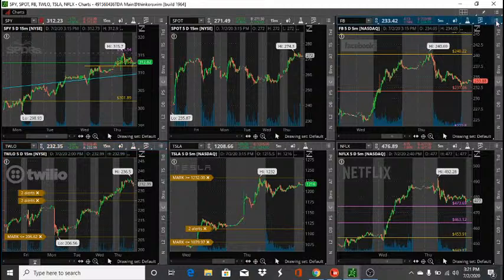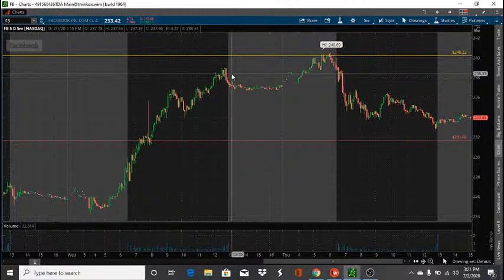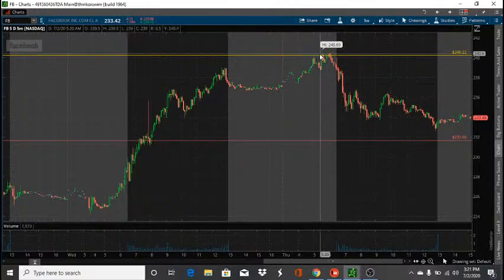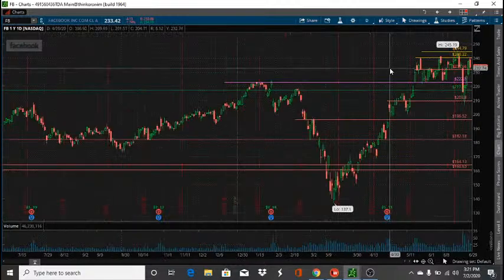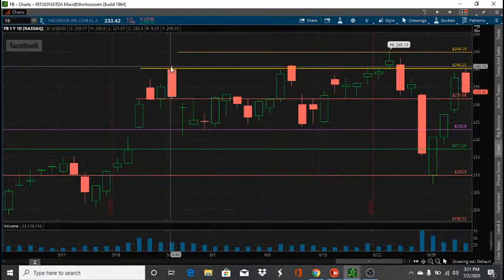So we'll blow up this chart. So when Facebook opens up, it gaps up in the morning. It comes up, tests this 240 resistance. So let's zoom out and see where this 240 resistance is coming from. It's coming all the way back from 526.